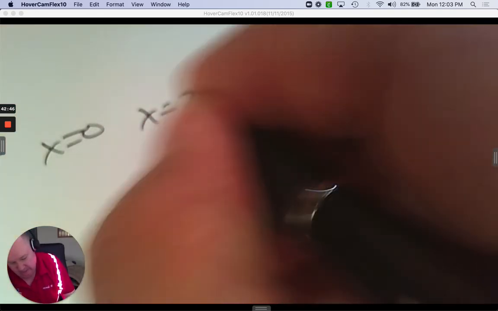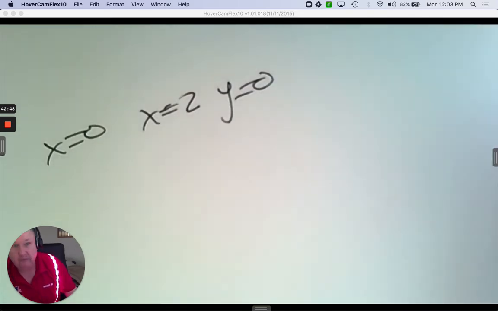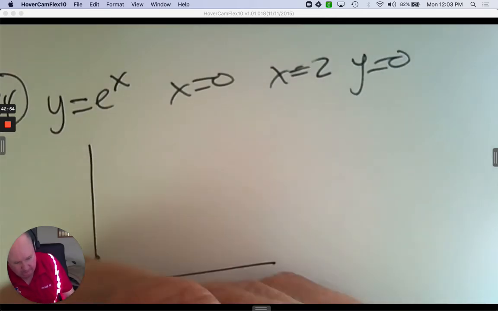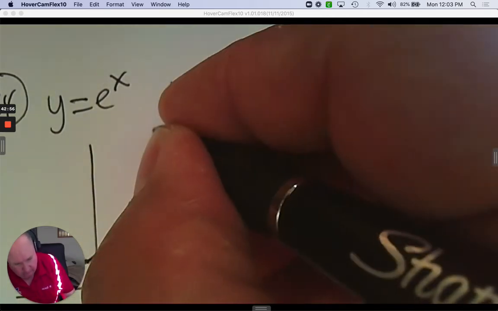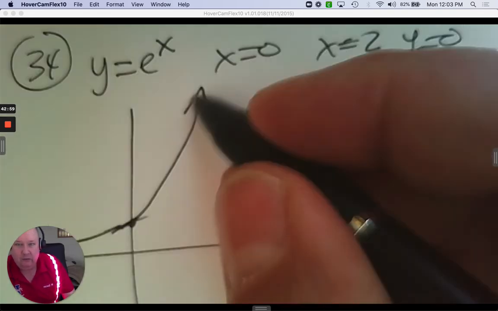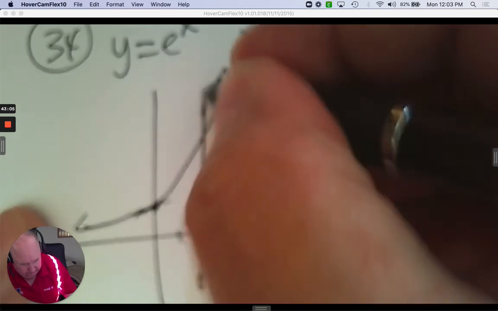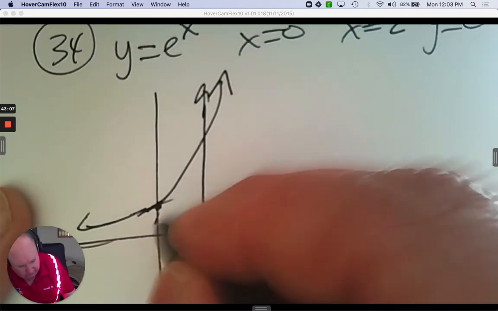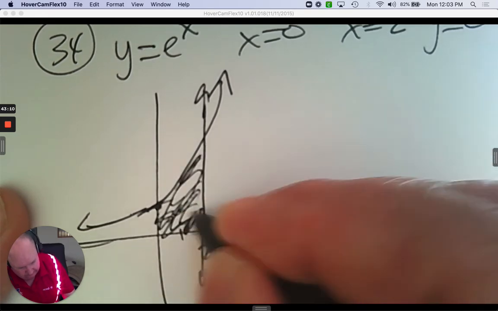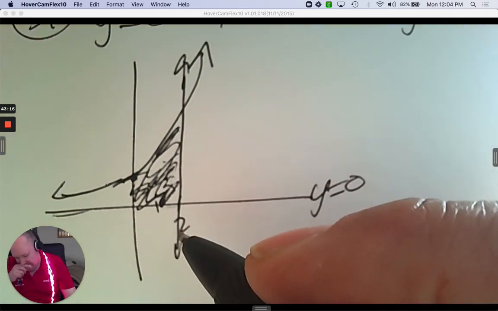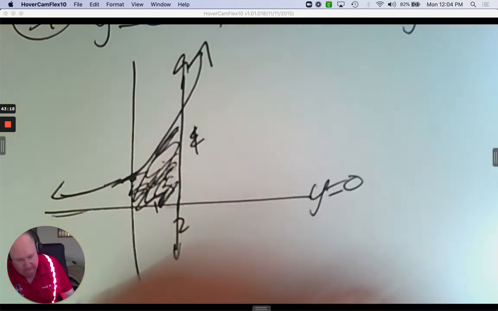So the region R is bounded by y equals e to the x, x equals 0, x equals 2, and y equals 0. So I'm going to graph that. So there's y equals e to the x, x equals 0, x equals 2, and y equals 0. So it's this region right here. And question number 1, A, is sketch a graph and shade it. There it is. That's A.